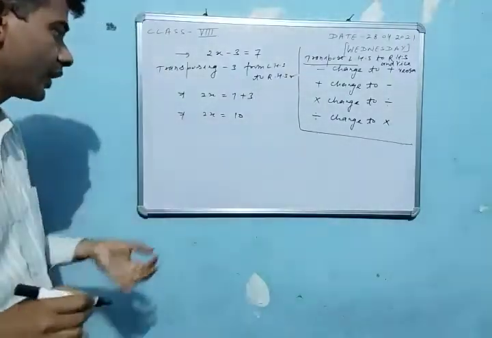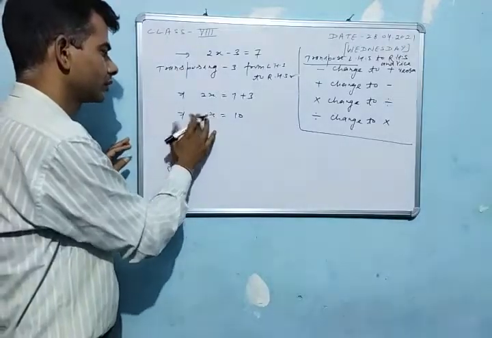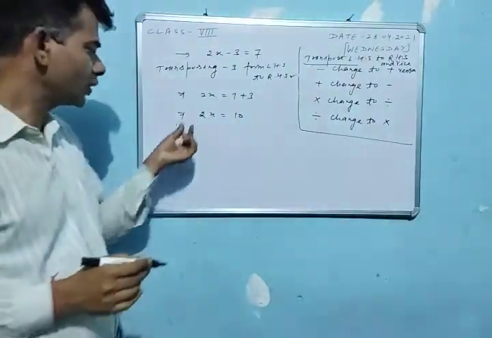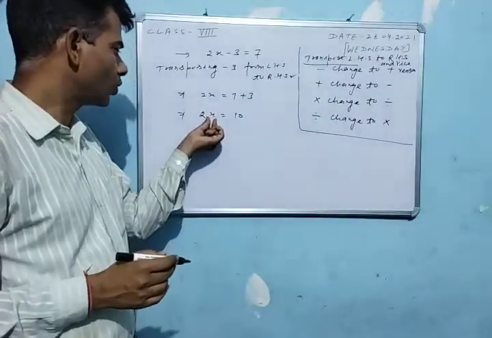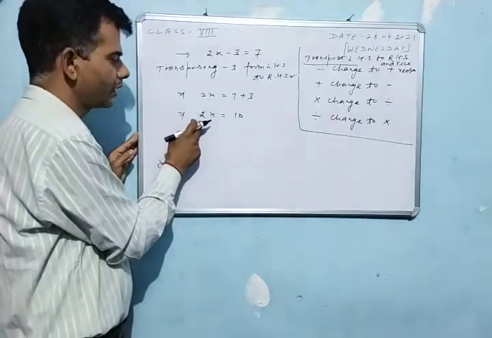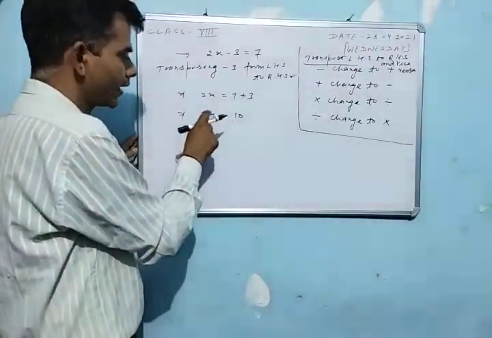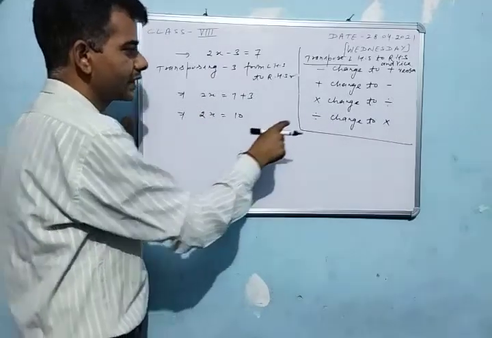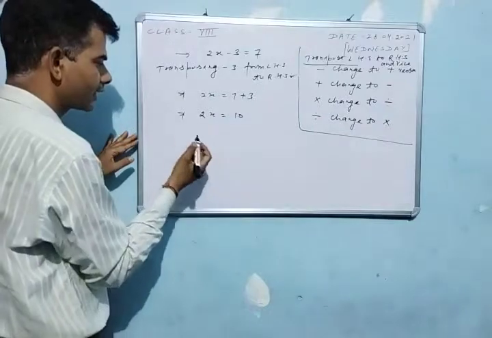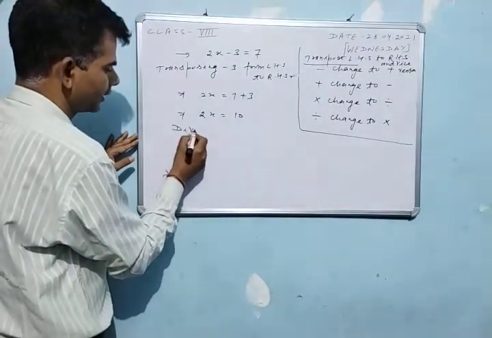Now students, we have to find out the value of x. To find the value of x, since x is multiplied by 2, divide both sides by 2. Multiplied sign changes into divide sign. So after that, dividing both sides by 2.